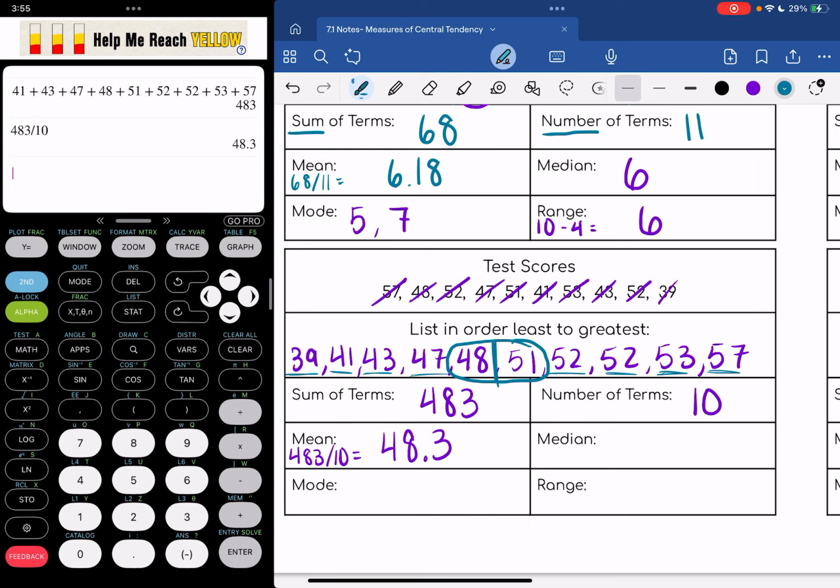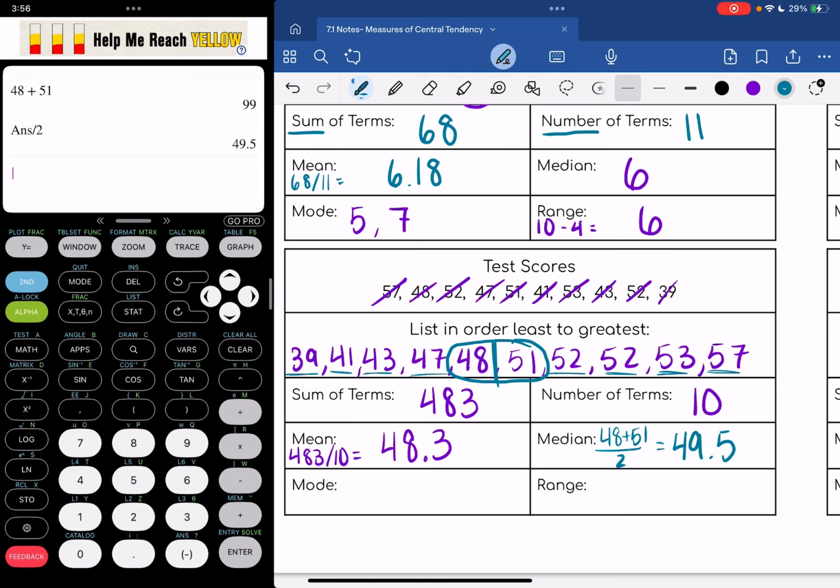So our middle would technically be halfway between 48 and 51. So what we do for that, if we've got two numbers in the middle, is we add those two numbers together and we divide by 2 to find the number that's halfway in between them. So 48 plus 51 is 99. Then we're going to divide that by 2 and we get 49.5, which makes sense because 48 and 51 are 3 apart. Half of 3 is 1.5, so it's 1.5 more than 48, 1.5 less than 51.